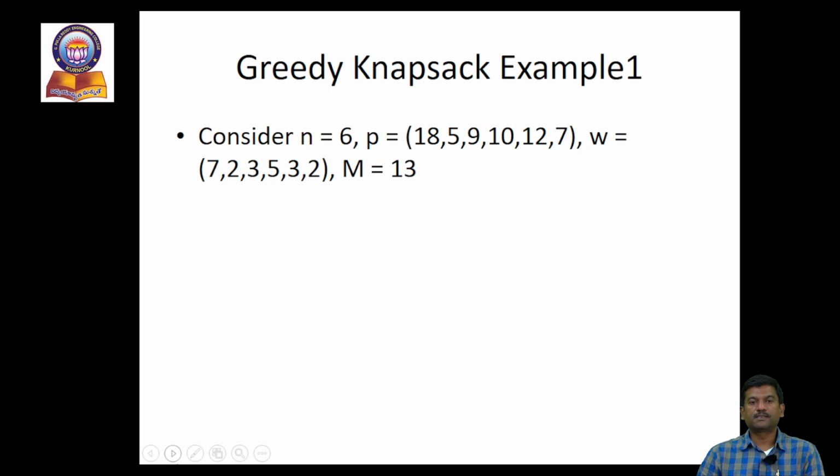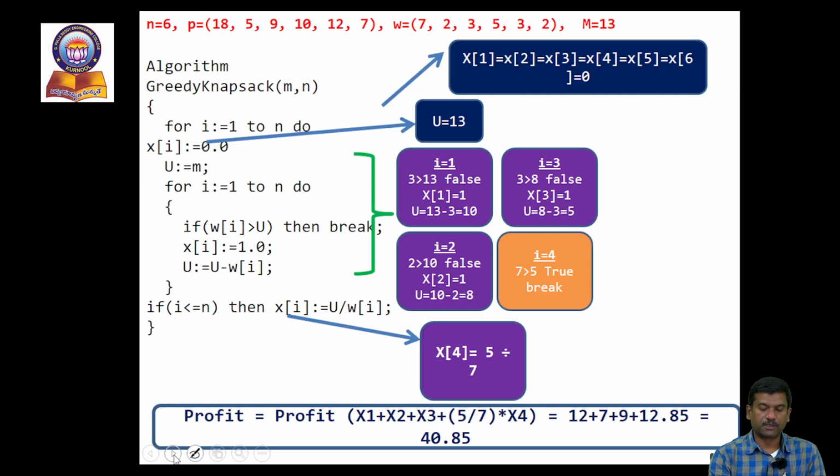And let me take another example. I'll move to the next one. Consider n equal to 6. That is, there are totally 6 items present, and the profits are provided. That is profit of the first item 18, profit of the second item 5, and so on. The weights are provided, weight of the first item 7, weight of the second item 2, and so on. And the knapsack capacity is given as 13.